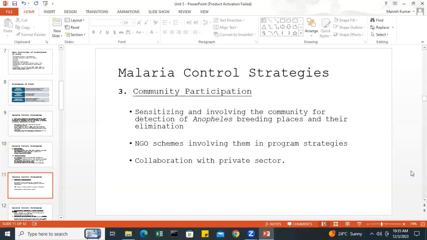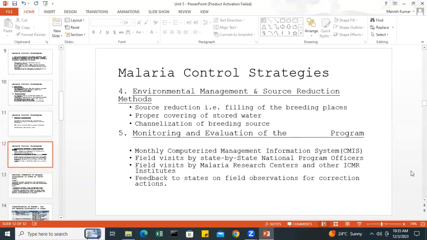A third one is community participation. This should be done by sensitizing and involving the community for detection of any Anopheles mosquito breeding sites and their elimination, and then involving NGOs in that. And then collaborating with the private sector, as I said, local hospital, local panchayat, or builder association.